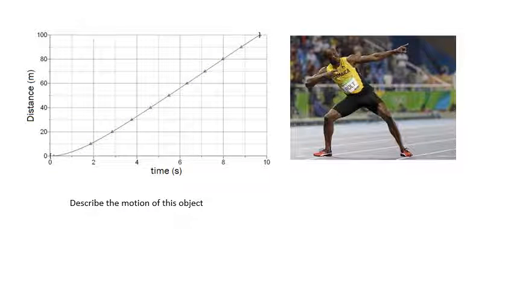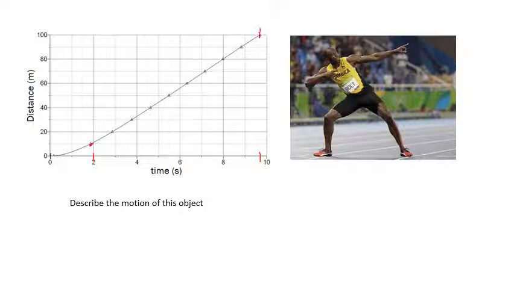To finish off, describe the motion of this object. And this object is Usain Bolt. Okay, so it's a distance time graph. And we notice that in the first 2 seconds, the gradient is getting bigger. So in the first 2 seconds, he's speeding up, he's accelerating. Then from 2 seconds to, looks about 9.7 seconds, from there to there, he's traveling at a constant speed because the gradient is a straight line.